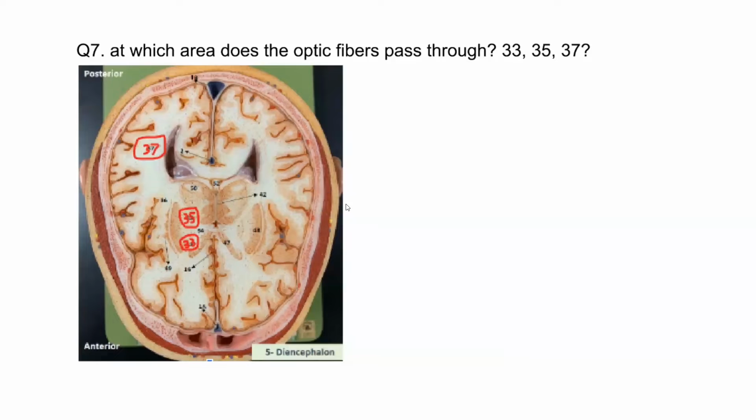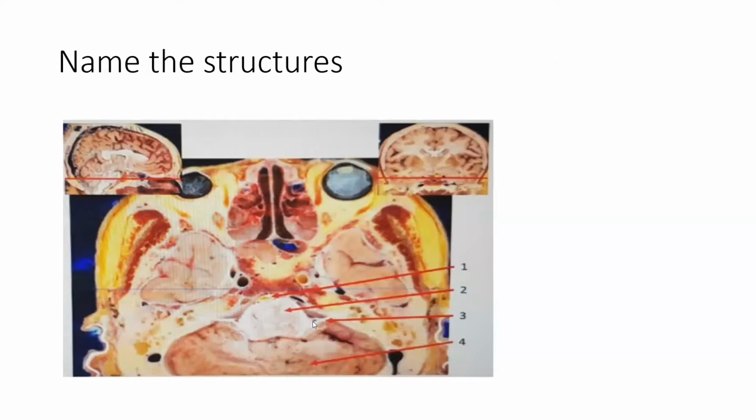Okay. What was number 3, sorry? Number 3 is the vestibulocochlear nerve. Okay, all right.